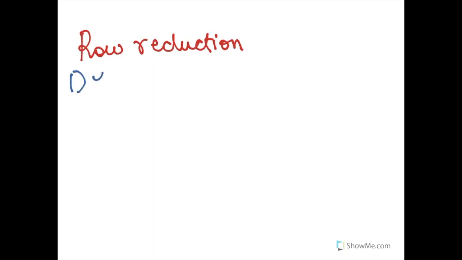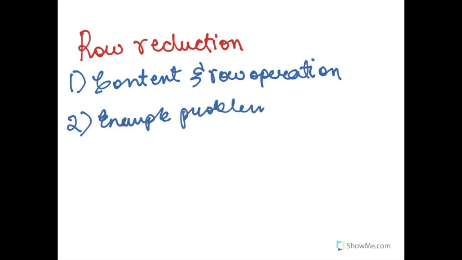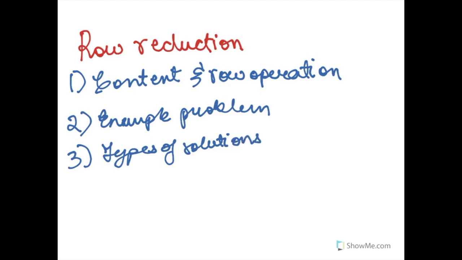In the first one I'll give a little context, background, and I'll talk about row operations. In the second video I will solve an example and perform row reduction on this example problem. In the third video I will talk about the types of solutions that you can get from performing row reduction and what they mean geometrically.